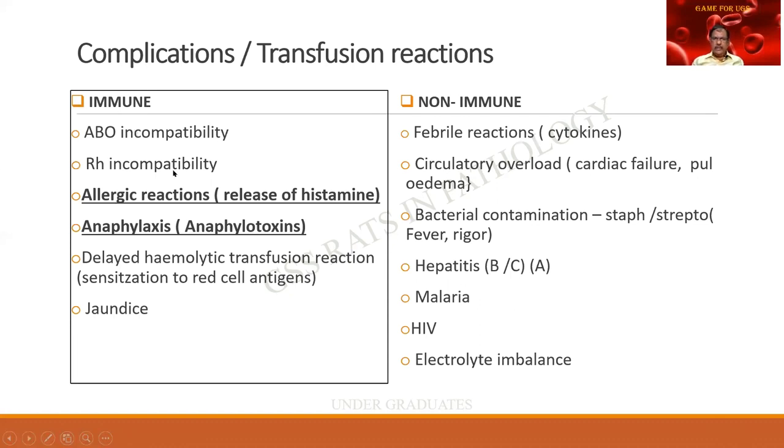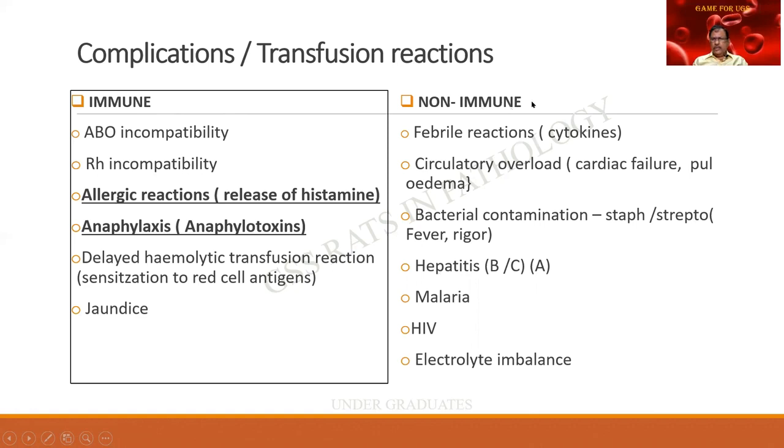And what are all the various immunological reactions? It can be ABO incompatibility, RH incompatibility. Because of any impurities, there can be release of histamine or anaphylotoxins. Delayed transfusion reaction can occur after the sensitization of the red cell antigens. And whenever there is a hemolysis, there can be jaundice. And remember, these two themselves can lead to hemolysis and jaundice. So these are all the immunological complications.